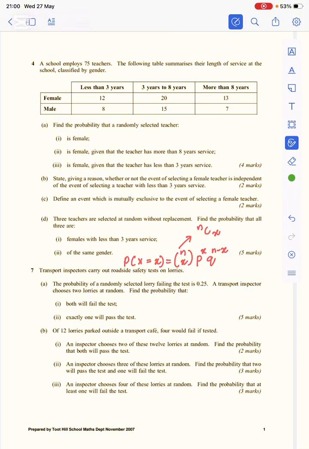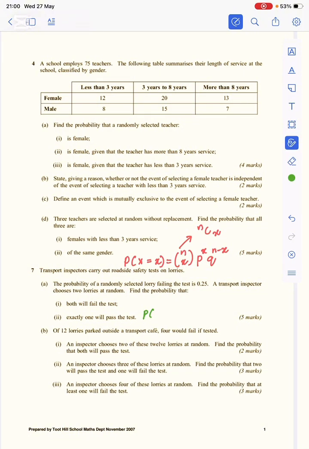Okay, let's move on to the next question. Exactly one will pass the test. Exactly one will pass the test means the probability that the first passes the test and the second fails, and the first fails and the second passes. You have to consider both, right?